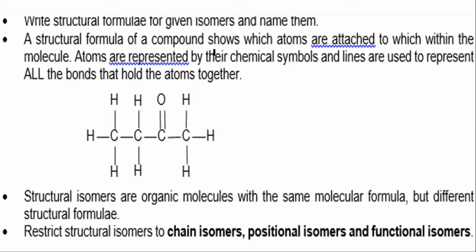Right. And we'll also be drawing these structural formulae, and remember, when you talk about structural formulae, they show which atoms are attached to which. In other words, which atoms are bonded to which, and we are going to use lines to show those covalent bonds and so on altogether. And then we must be able to define what a structural isomer is.